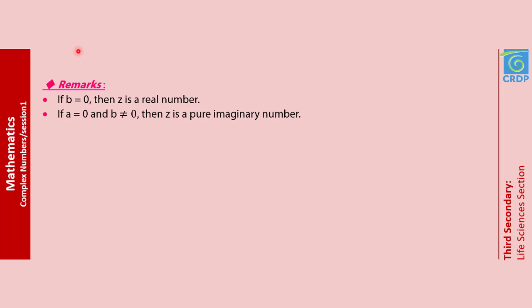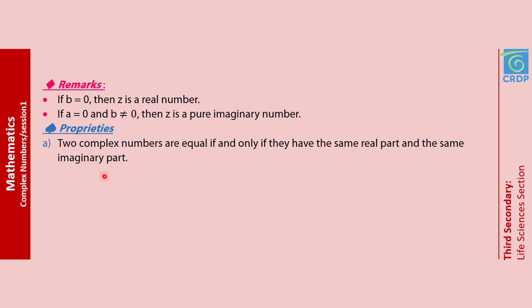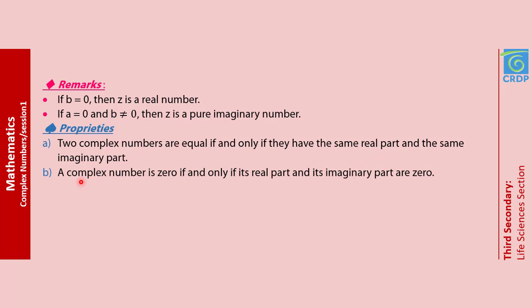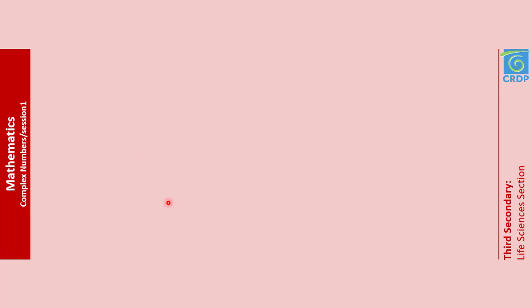We will continue with two remarks. If the imaginary part b is equal to 0, we say that z is a real number. If the real part a is equal to 0 and the imaginary part of z, which is b, is different from 0, we say that z is a pure imaginary complex number. Some properties: two complex numbers are equal if and only if they have the same real part and the same imaginary part. A complex number is equal to 0 if and only if its real part and its imaginary part are equal to 0 at the same time.